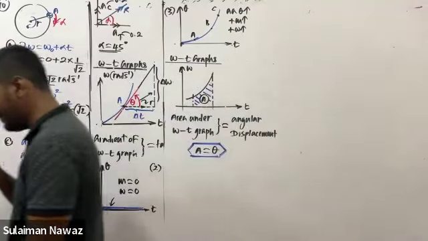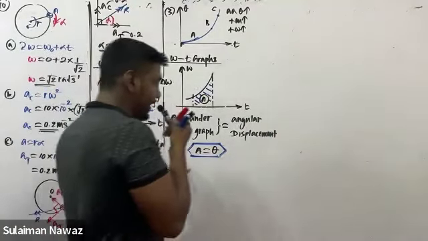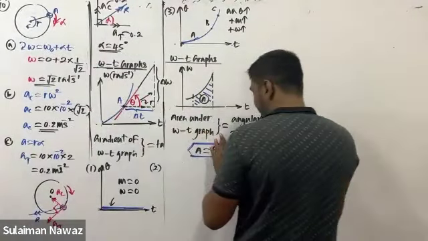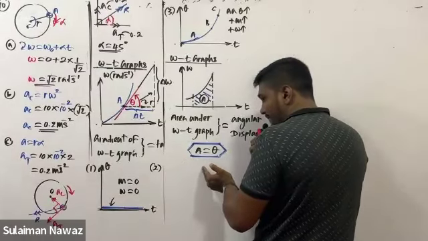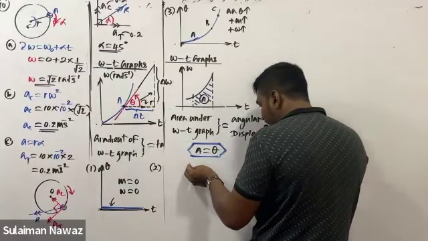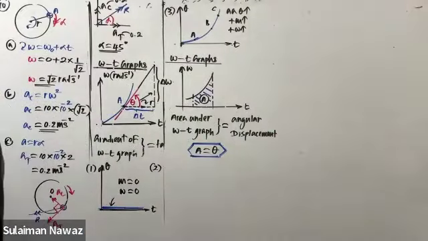Okay, right, done. Red color pen, write down: the area under angular velocity-time graph represents angular displacement.